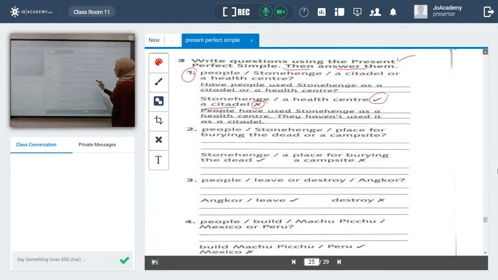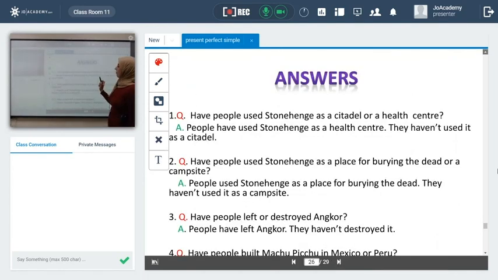Now we're going to have a look at number 2. So we have people, Stonehenge, place for burying the dead, or a campsite. We have the answer with a tick, and here we have a campsite with a cross. So let's first form the question. After that, form the affirmative sentence and the negative sentence. The space here is small, so we're going to see the answer in the next slide.